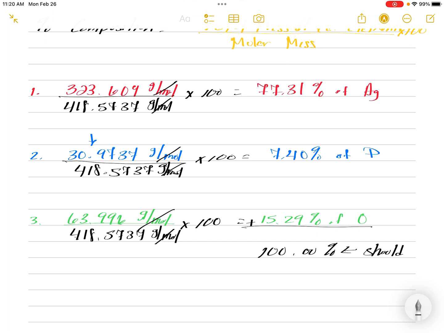If you add these up and you're at 110 or you're at 75, or you're not really close to 100, then you made a mistake. But this is really straightforward. You find the molar mass, you take the total mass divided by the molar mass for each element, and you get the percentage of each element.